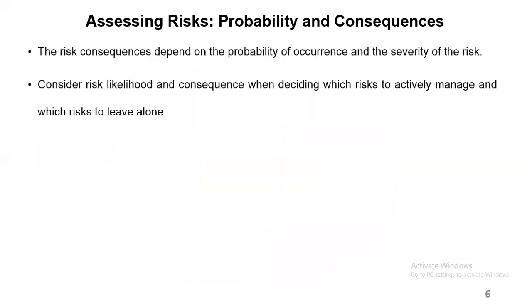Okay, now in terms of assessing the risk, when you're assessing the risk, it's mainly focusing on determining the probability or the likelihood that the risk will happen and the consequences or the impact. Because some of the risks have a big impact, but it's very unlikely for it to happen. So you need to assess all those things. So the risk consequences depend on the probability of occurrence and also on the severity.